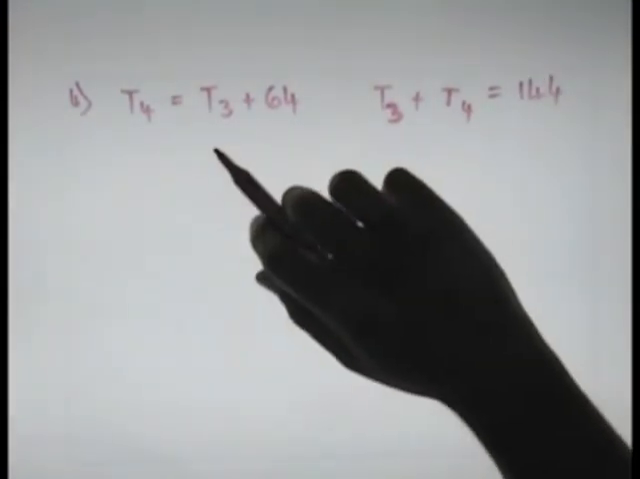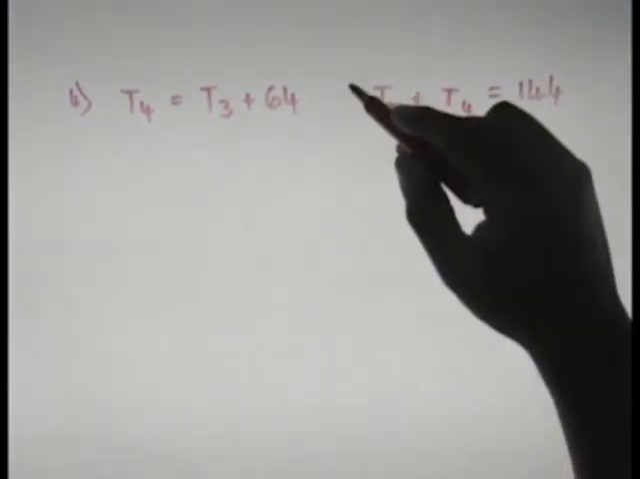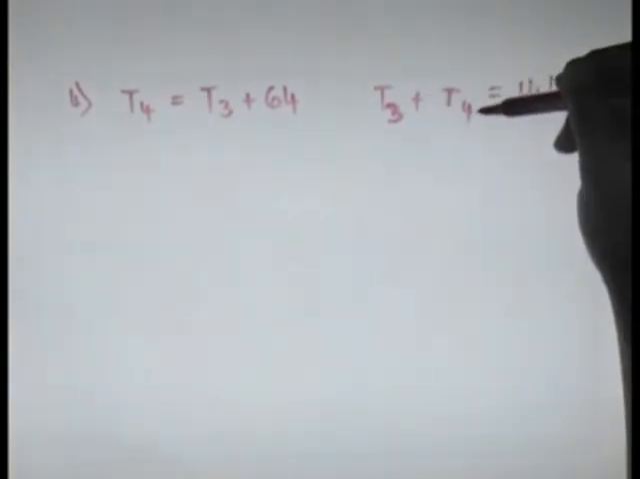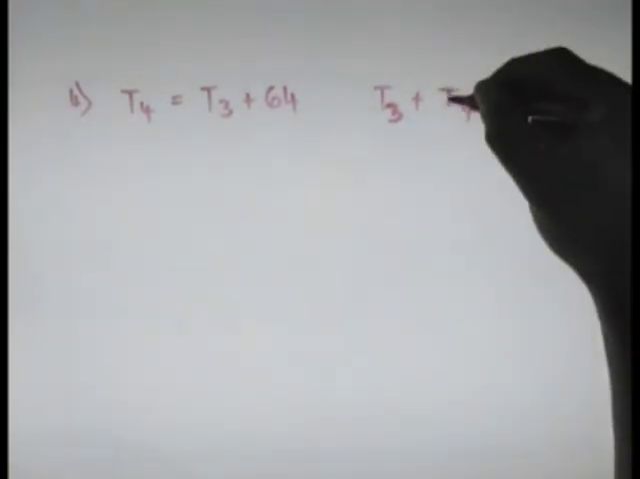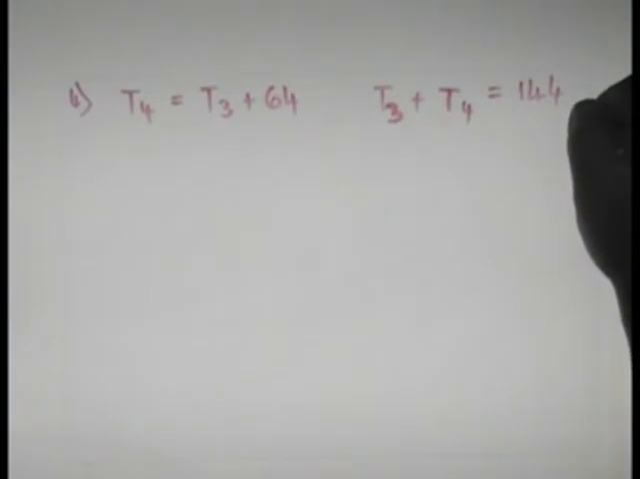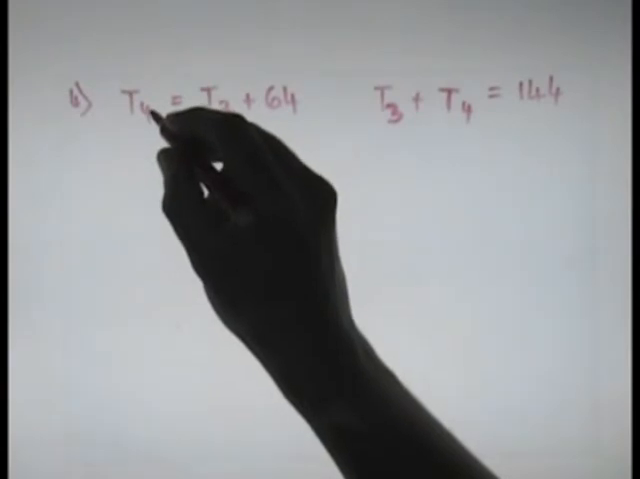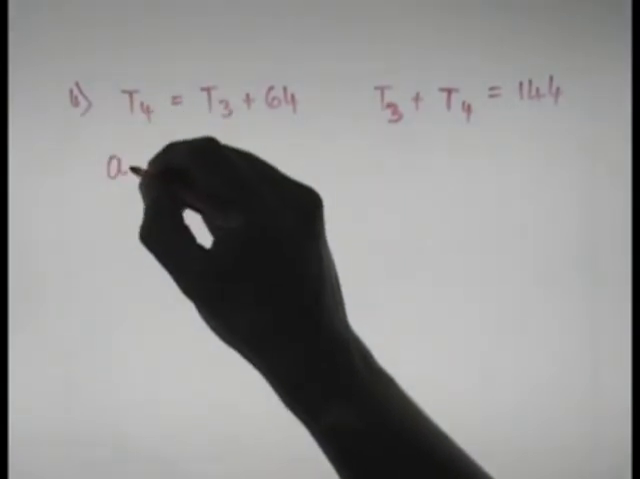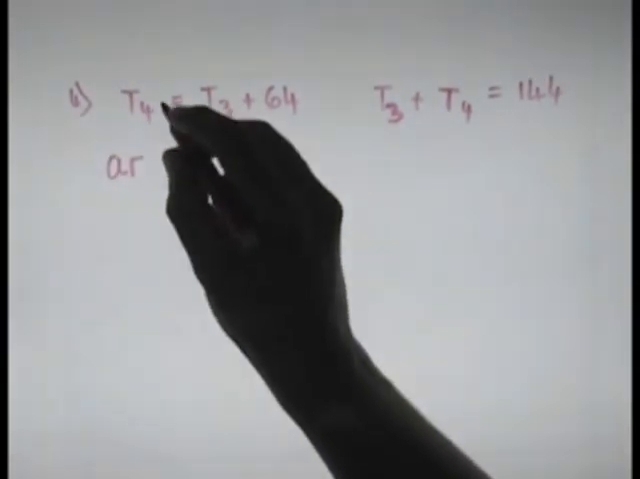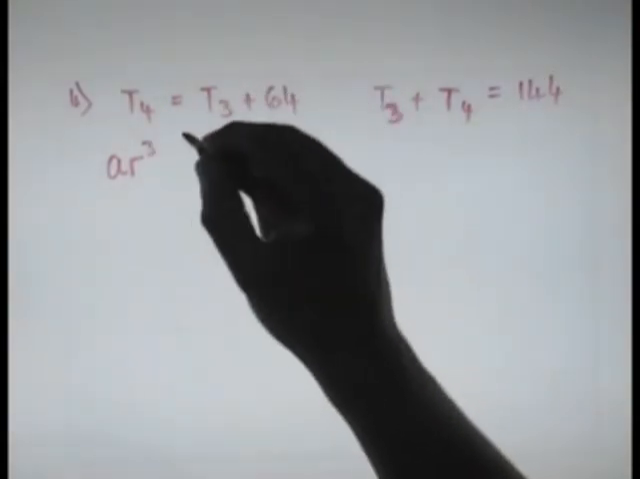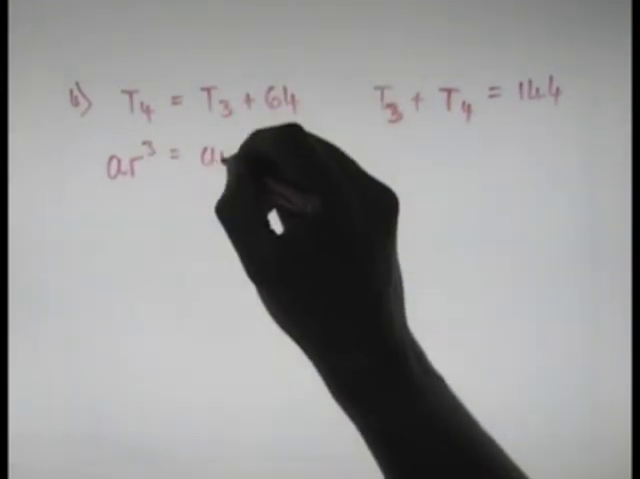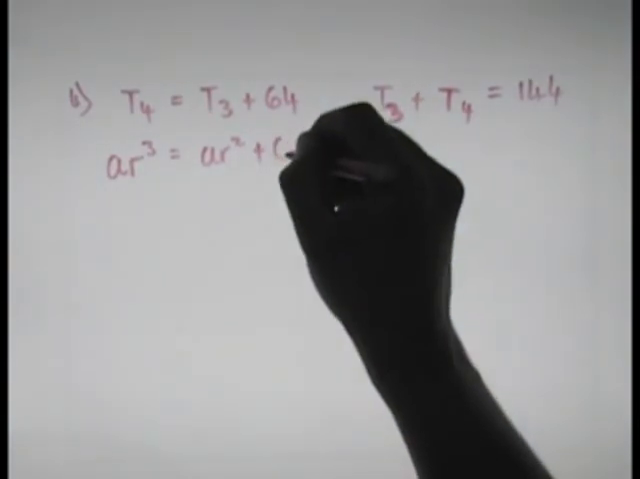Now this is all dealing with geometric, which means we are dealing with A's and R's. Term 4 is equal to term 3 plus 64. Term 3 plus term 4 is equal to 144. Let us break that up into notation. Term 4 is the same as A times R to the power 4 minus 1, which is 3, is equal to AR squared plus 64.